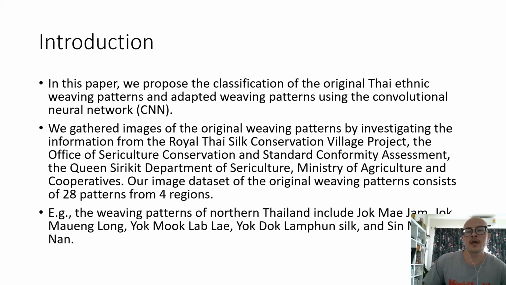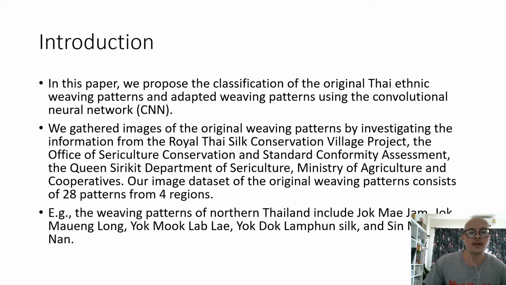We propose the classification of the original Thai ethnic weaving patterns and adapted weaving patterns using the CNN. We gather images of the original weaving patterns by investigating the information from the Royal Thai Silk Conservation Village project under the Office of Floriculture Conservation and Standard Conformity Assessment, supported by the Queen Sirikit Department of Floriculture, Ministry of Agriculture and Cooperatives. Our image dataset of the original weaving patterns consists of 28 patterns from 4 regions.